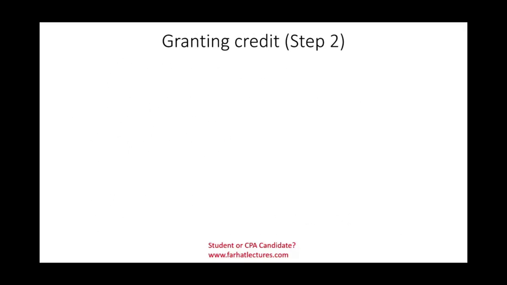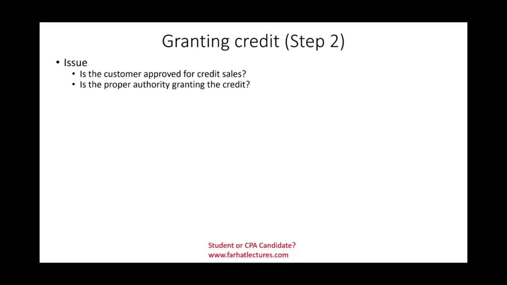Step one. Step two. Basically, step one and step two are related, because after we receive a sales order, here we are assuming we are selling on credit. The issue here is: is the customer approved for credit sales? Is the proper authority granting the credit? Because it is very important to only sell to creditworthy and credit-approved customers, and customers that we want to deal with.